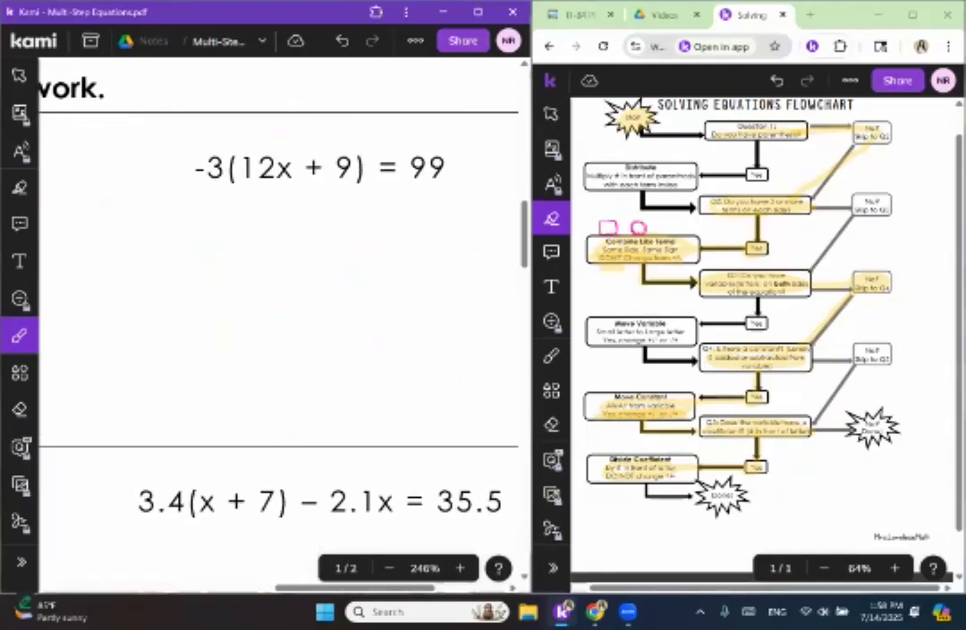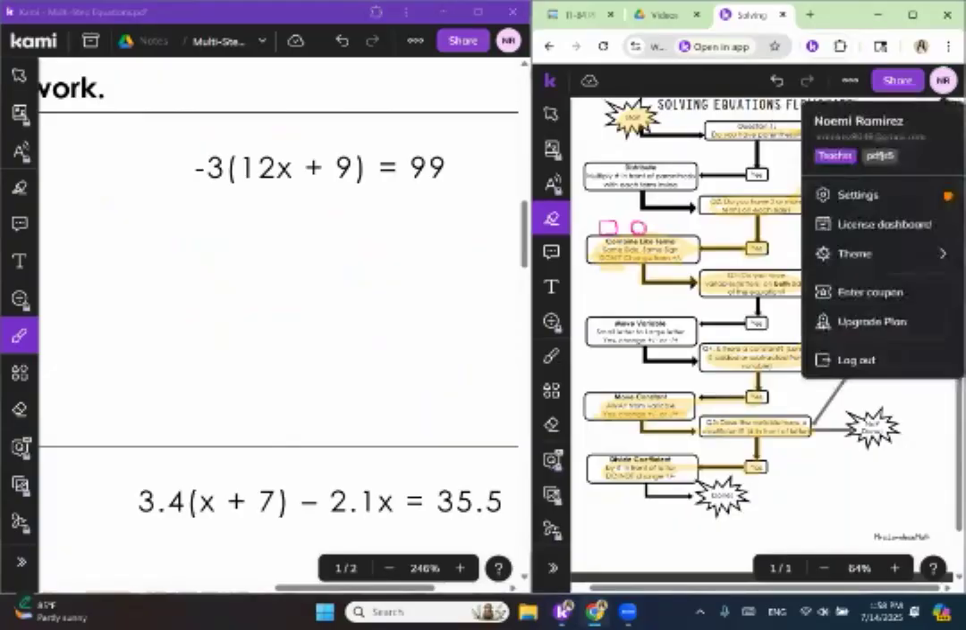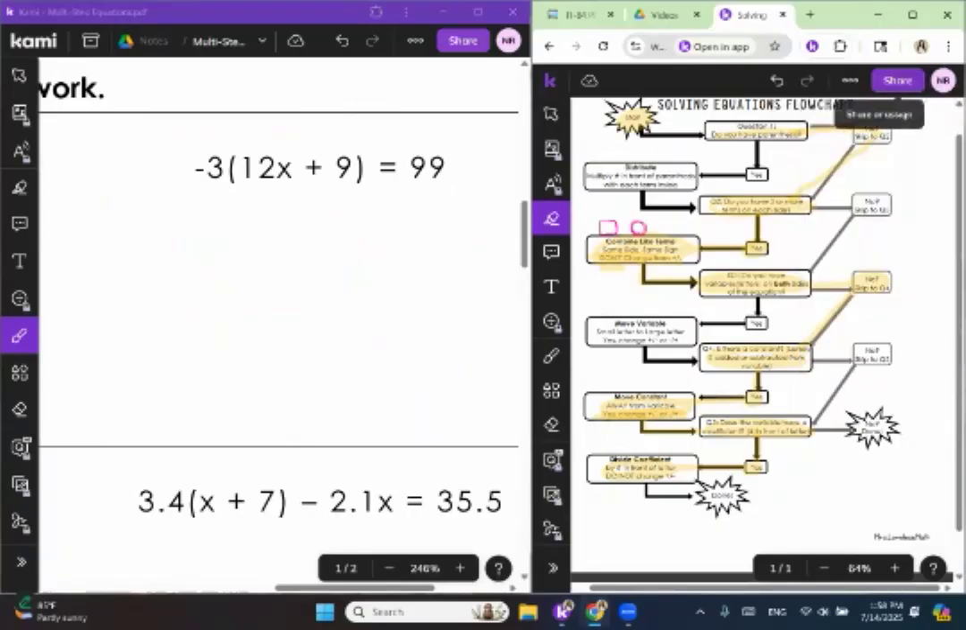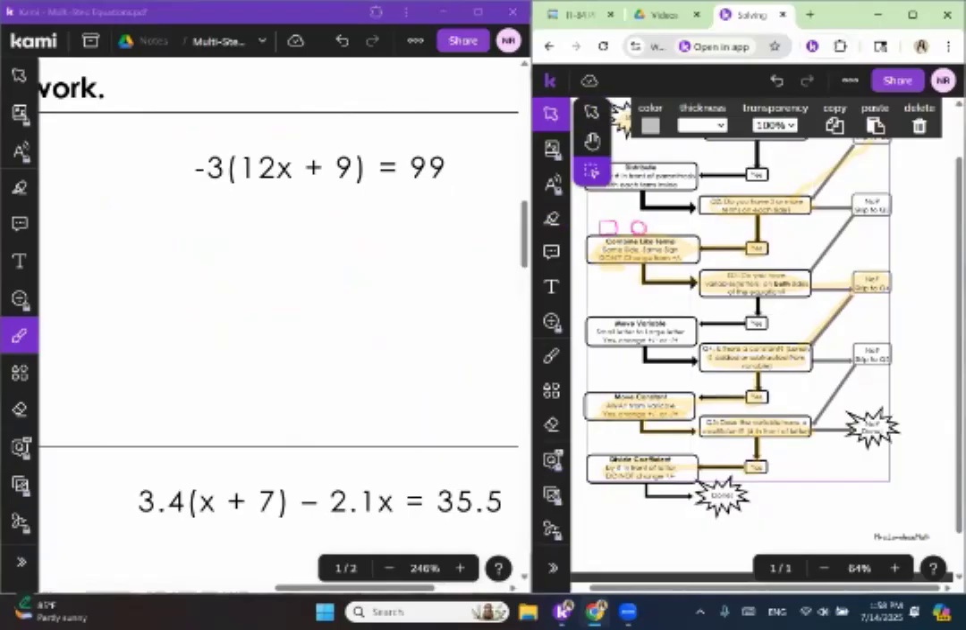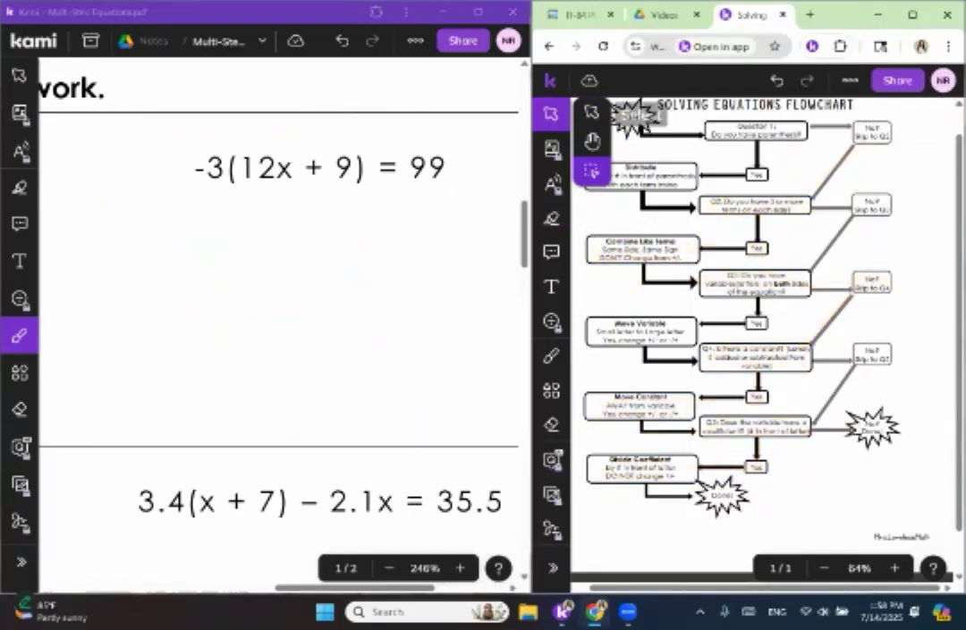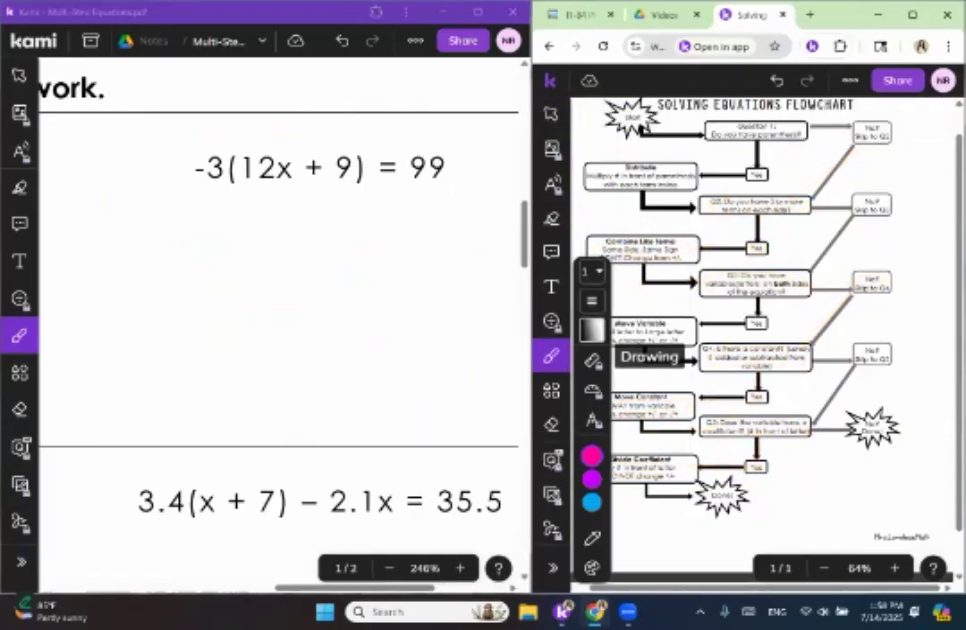Let me clear this out. How can I clear it? I think there was a way. Nope. There used to be a way. There you go. All right, here we go.